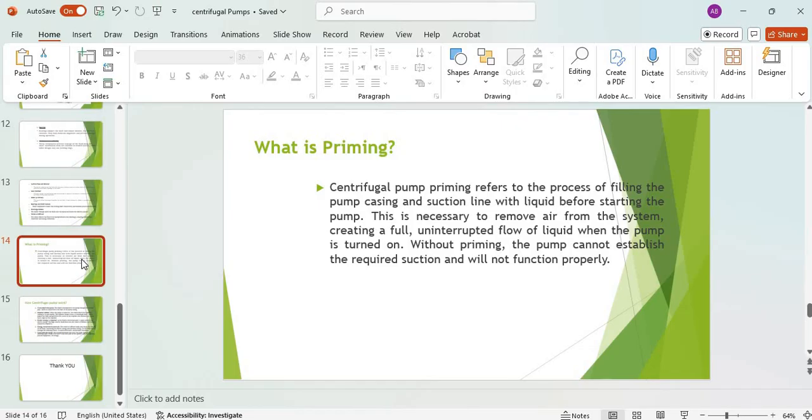So before you start, you have to prime: fill the line and fill the pump with liquid, whatever kind of liquid, water, slurry, anything related to pharmaceutical, oil and gas, oil, anything. Just fill it with the liquid of service. Make sure the air is out, then you can start the pump.